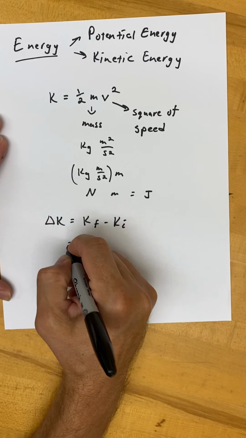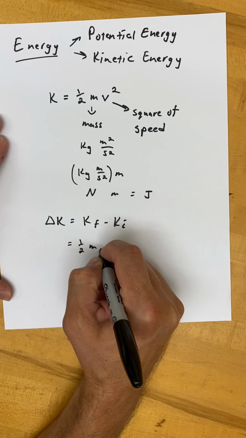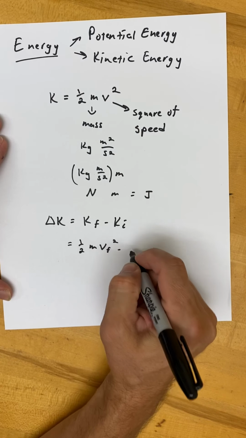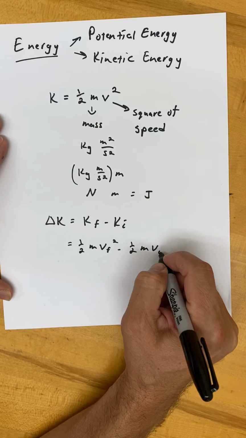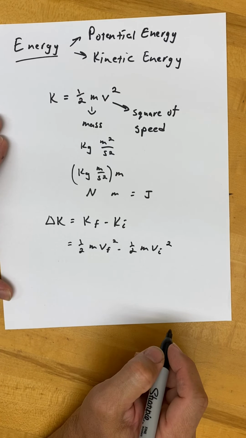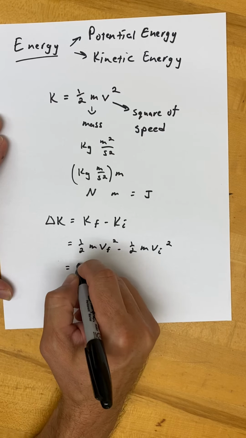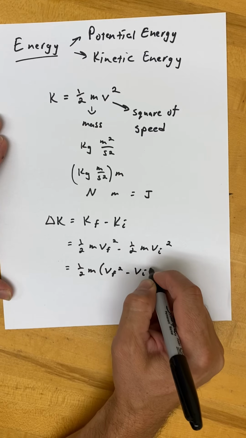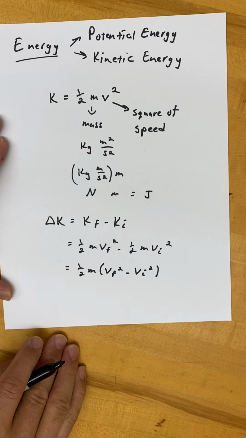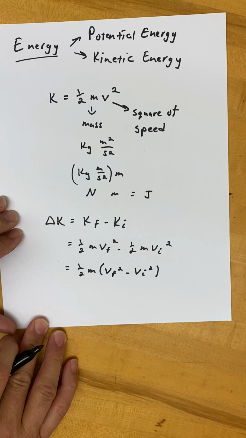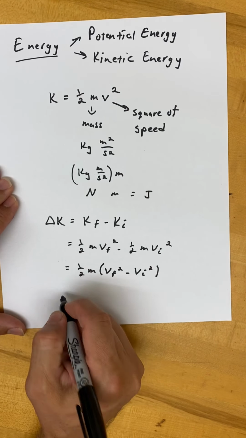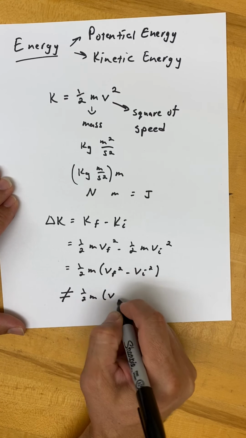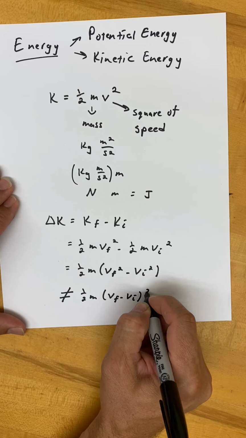All right, if I do that, I'm gonna get 1/2 m v final squared, right? I'm letting my v change, not my mass, minus 1/2 m v initial squared. That is equal to 1/2 m times v final squared minus v initial squared. And I'm pointing this out to caution you of a very common algebraic mistake. This is not equal to 1/2 m times the quantity v final minus v initial, squared.